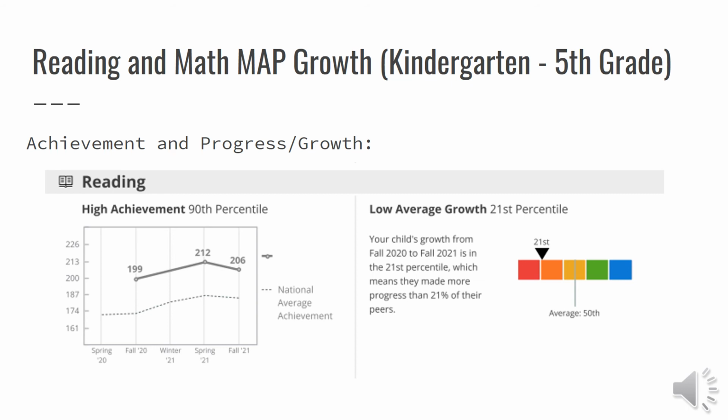Now, take a look at the growth bar on the right. This shows how much growth Johnny has demonstrated over 1 year's time from fall of 2020 to fall of 2021 in comparison to his peers. Johnny's growth is in the 21st percentile, which means that he has made more progress than 21% of other students in his grade. This report provides very valuable information for teachers and parents because it indicates that while Johnny's achievement is high, his growth is in the low average range.